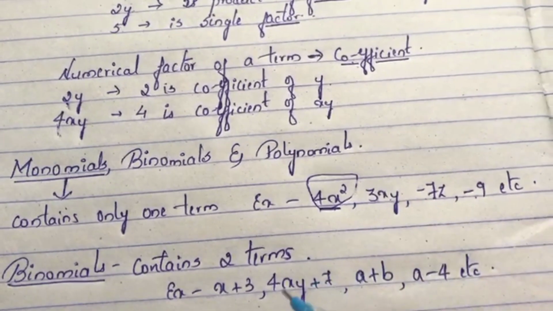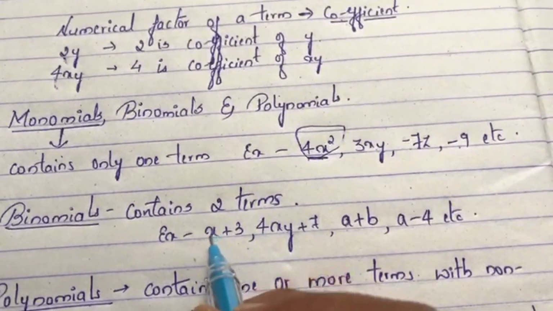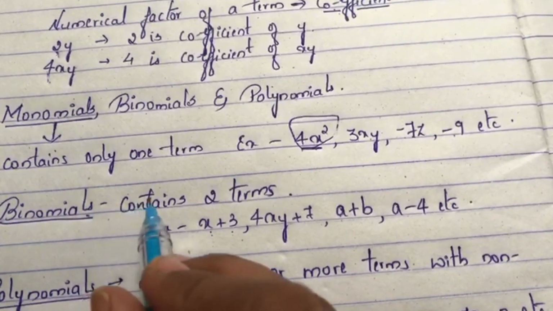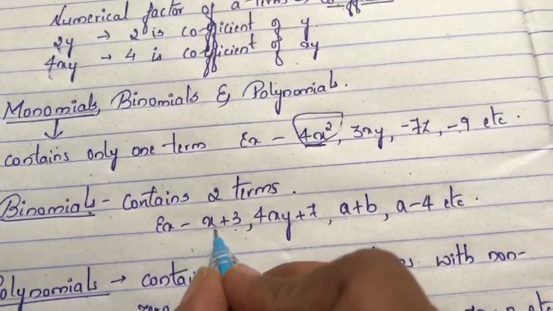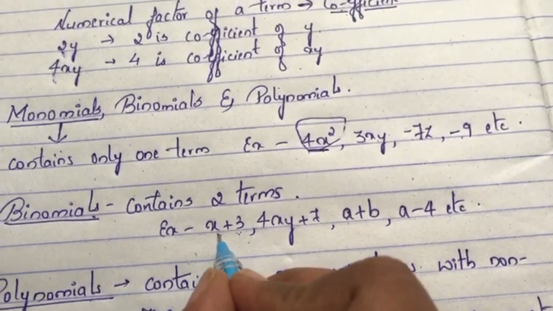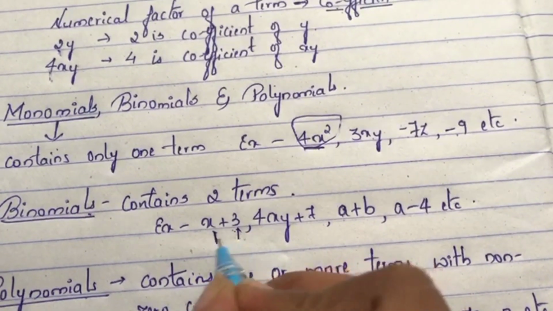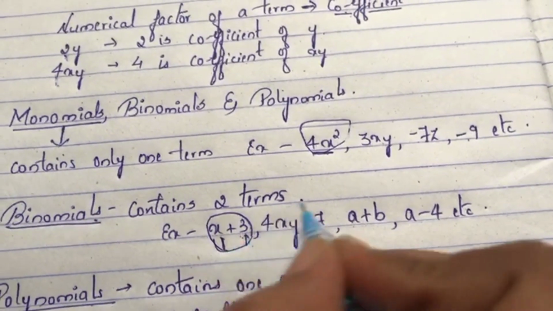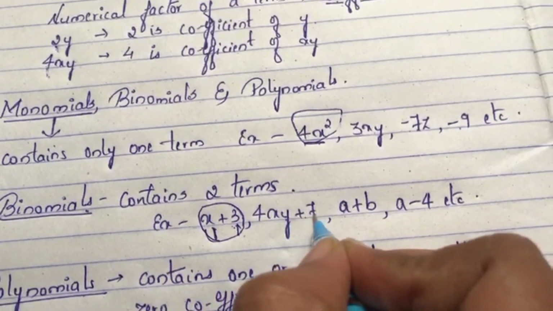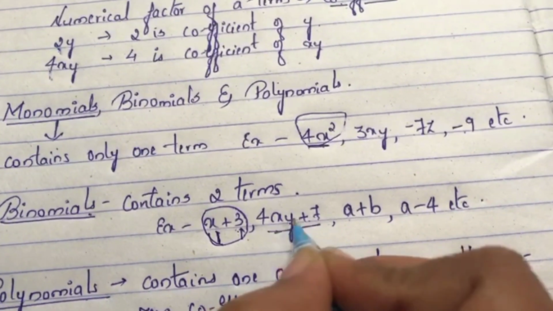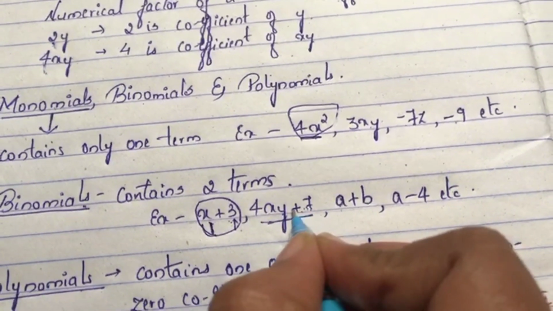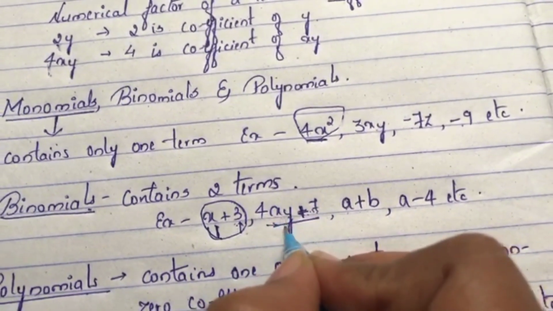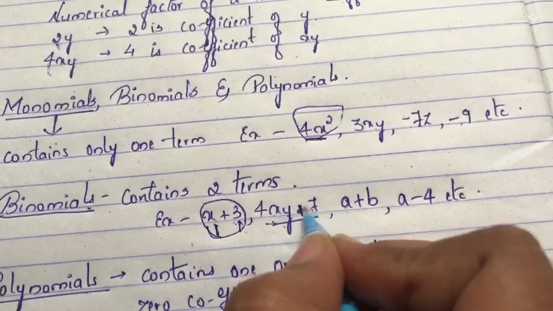In the same way, if we combine two terms, we get a binomial. A binomial contains two terms, for example x plus 3. You can see that x is one term and 3 is one term. If we combine them, we get a binomial. In the same way, 4xy plus 7 is a binomial. Here the terms are separated by a plus sign, so it is a binomial. Binomial means it contains two terms.